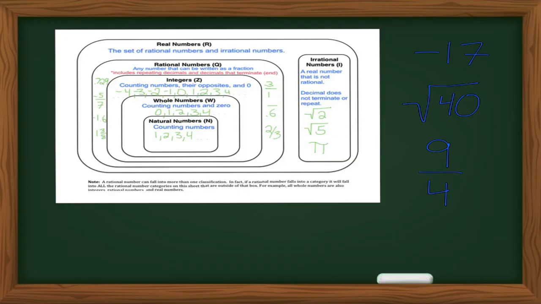-7 is an integer, it's rational, and it's real. The square root of 40 is irrational. Don't let this I confuse you. And real. And 9/4 is rational and real.